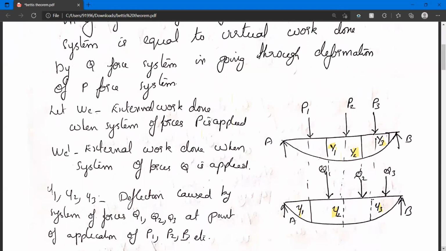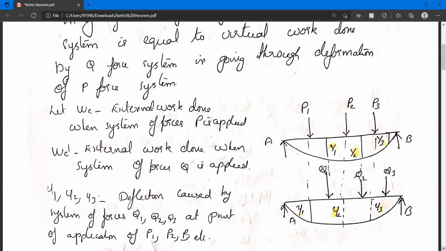Let us see the notations. WE is external work done when system of forces P is applied. WE dash is external work done when system of forces capital Q is applied. Okay, system of forces capital Q, you can see Q1, Q2, Q3 in the figure. And then a system of forces P1, P2, P3, that is called system of forces P. Then capital Y1, capital Y2, capital Y3. What is that? That is the deformation coming when P1, P2, P3 is applied at the points where later Q1, Q2, Q3 is applied. Okay.